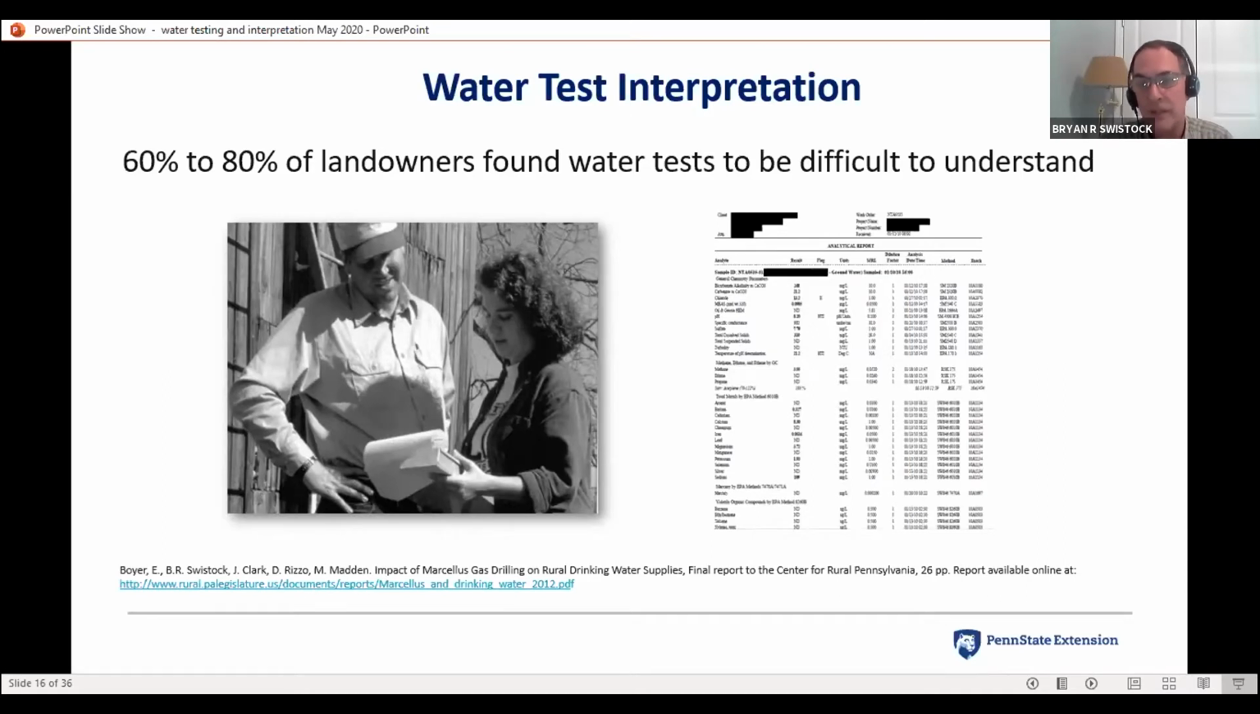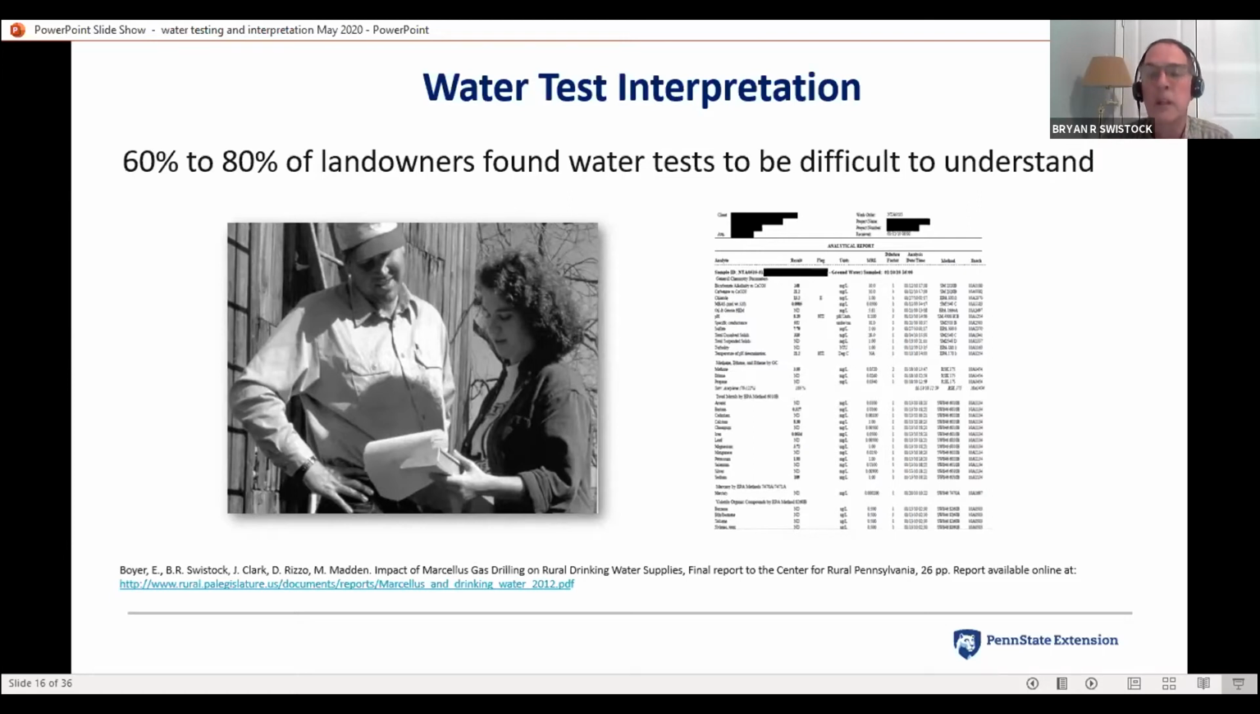And not surprisingly, when you look at these very complicated sheets, even myself, I've done this for decades now, and it still can be very challenging to look at a water test report. It takes a while to get your bearings about exactly how the lab is presenting things, what was done here, and it can be very challenging, especially for a landowner.